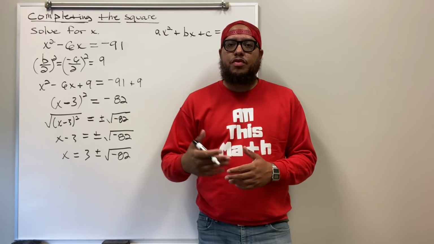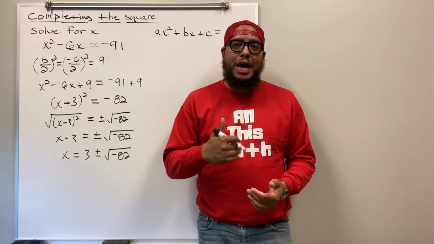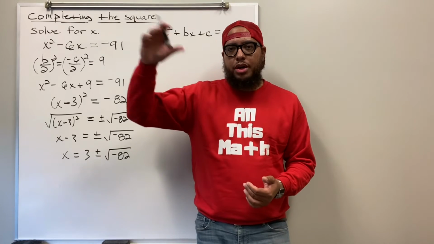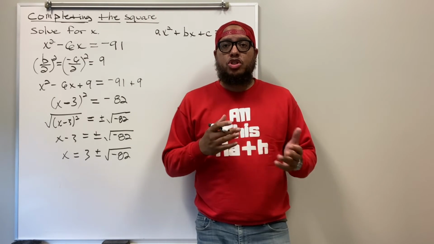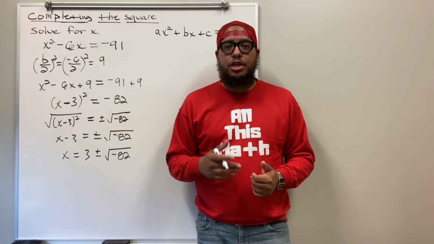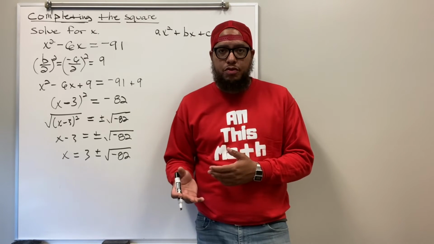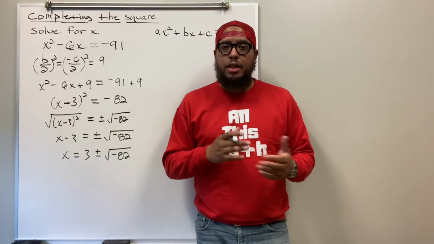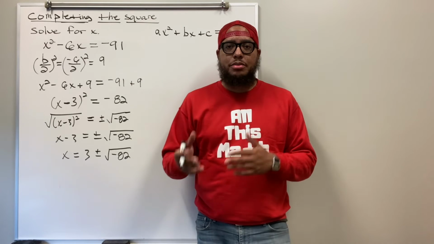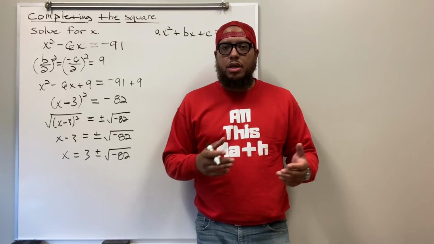When you take the square root of a number, you're finding a number that can be multiplied by itself to equal that number. Case in point, let's say I want the square root of 9. The square root of 9 is either 3 or negative 3, because 3 times 3 equals positive 9. Likewise, negative 3 times negative 3 also equals positive 9, right?